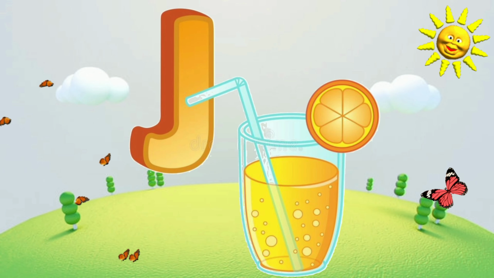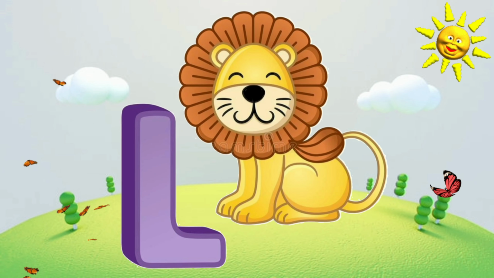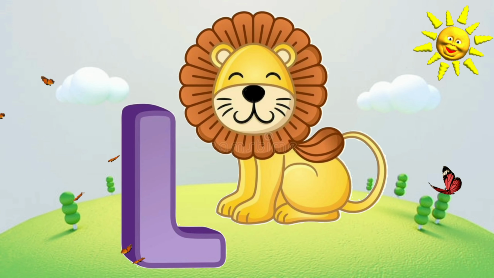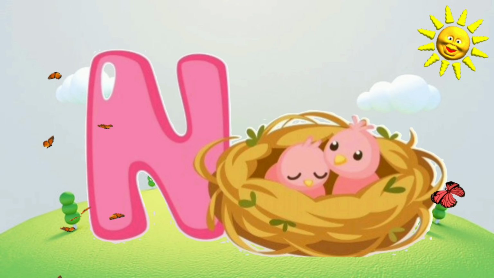K for koala, ding ding. L for lion, ding ding. M for monkey, ding ding. N for nest, ding ding. O for orca, ding ding.